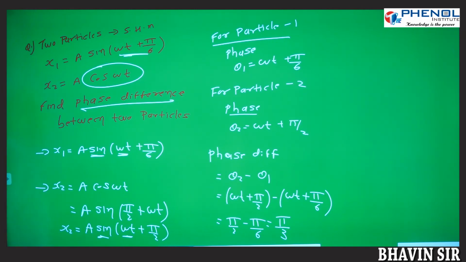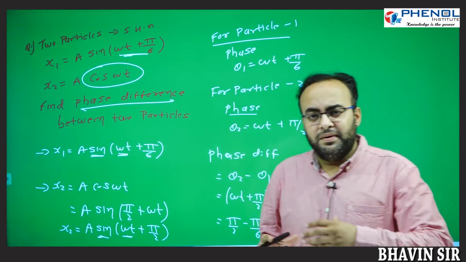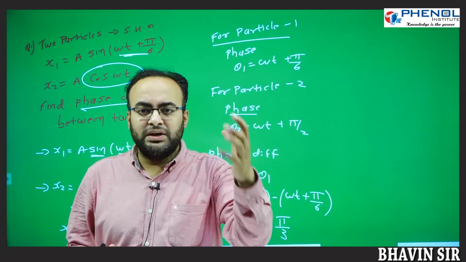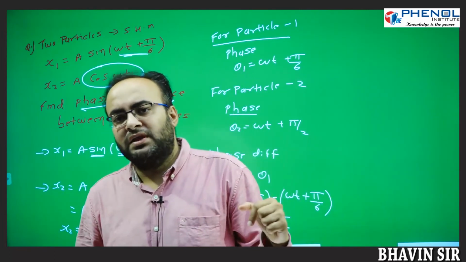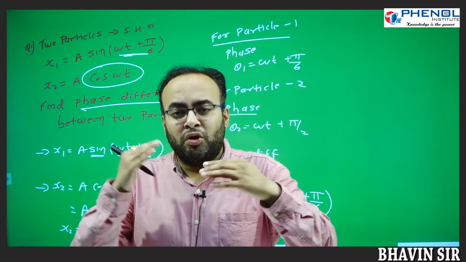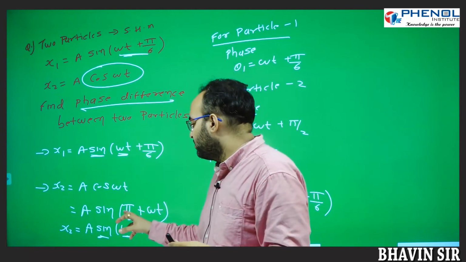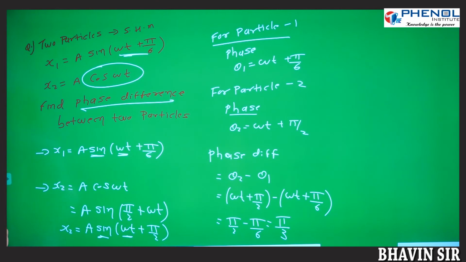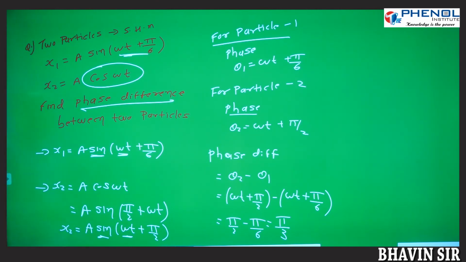First, what is the condition? In both equations, either we should have sin or we should have cos. If they are not both the same, then I have to convert. But what is the condition? The sign of omega t must be the same. Here omega t is positive, so here also it must be positive. Okay, so in this way we can find the phase difference between two particles.